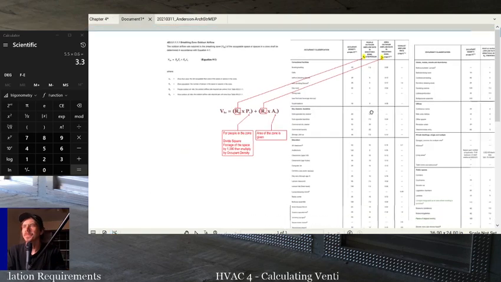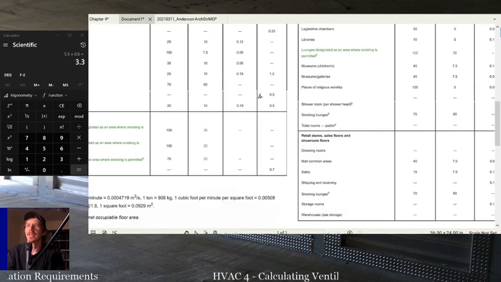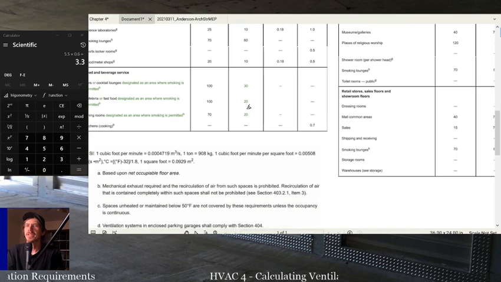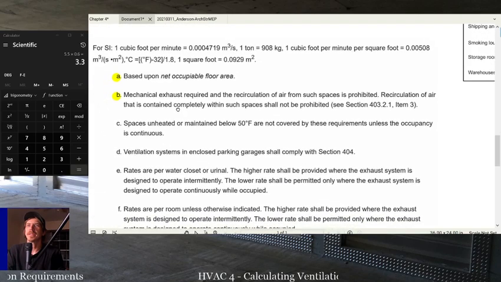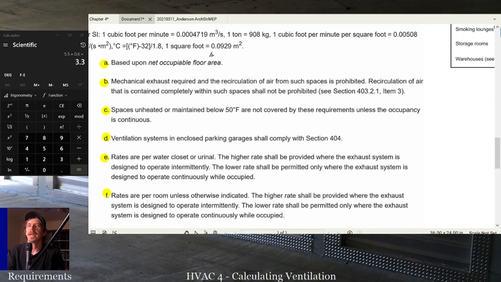But looking at the table, the first thing you want to do in any table in the code book, if you ask me, is make sure you read all the notes. Read all the notes. So that way when you see these letters right here, you know what that letter means in the notes because it's important. Alright, so the floor area is based on net occupiable floor area. So that means if there's an area in the space that really isn't occupiable, it's a storage closet or something like that, it doesn't count.